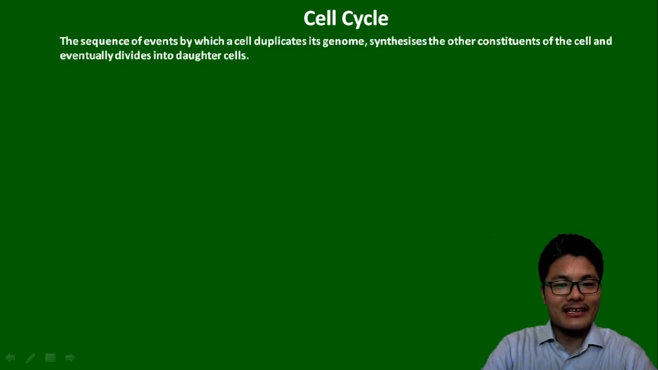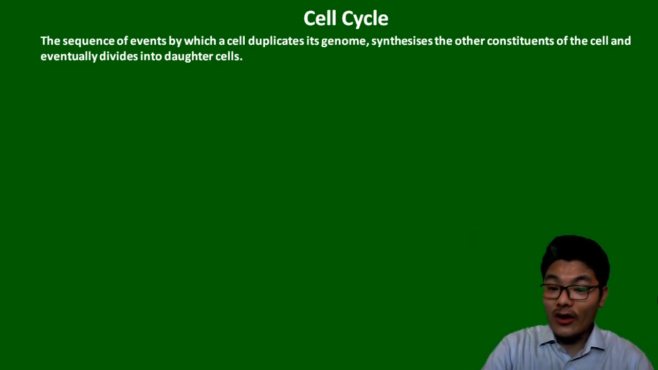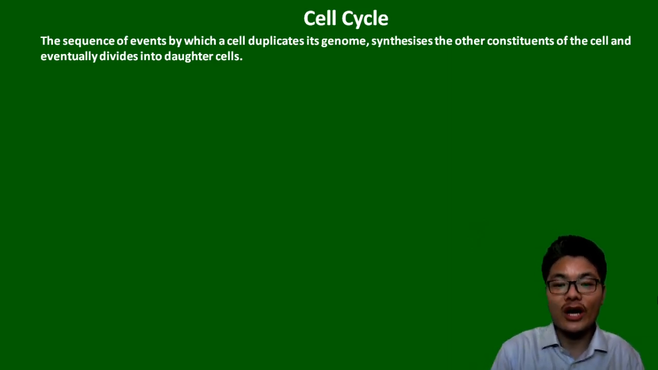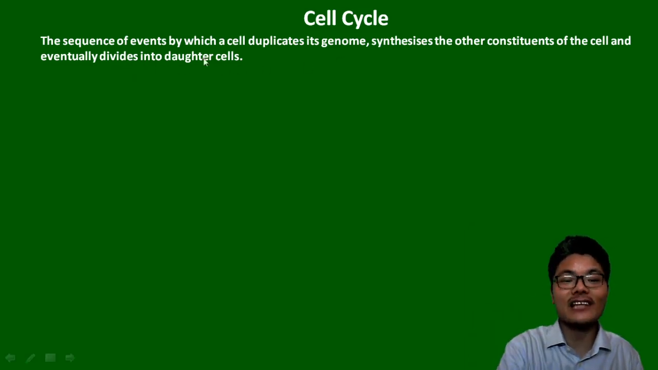So cell cycle here refers to a sequence of events or sequence of activities, ordered events, step-by-step events. Sequence here refers to order or step-by-step. All the events or activities which occur when the cell is dividing usually occur in a step-by-step process. During the cell cycle, there is duplication of the genome. Genome here refers to genetic material, that is DNA or RNA. So there is duplication, copying of DNA, and along with that, synthesis of other constituents or parts of the cell occurs, and finally there is division of the cell into daughter cells.